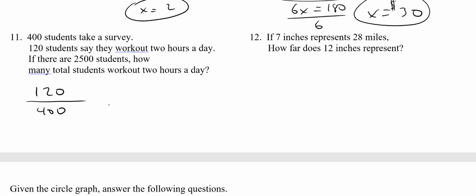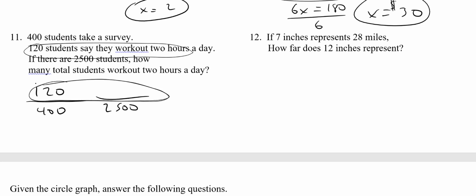And now I'm surveying 2,500. So make sure you put the 2,500 in the right spot. Don't put the 2,500 on top, because I'm looking for how many students work out 2 hours a day. So that is my 2 hour day for 120. It's got to be the same size, the top of the fraction. So that's what we're looking for. And then the bottom says 400 students take a survey, and here it's 2,500 students. We're asking 2,500 students. That's why they're both in the bottom.